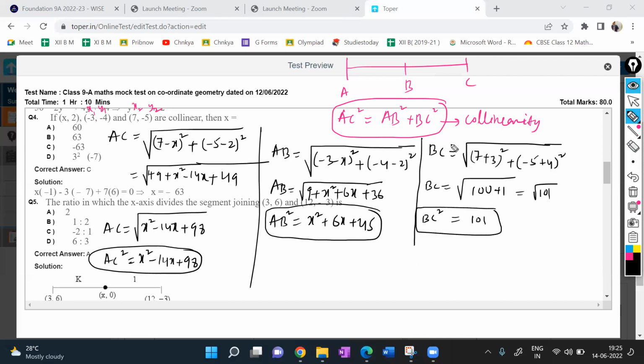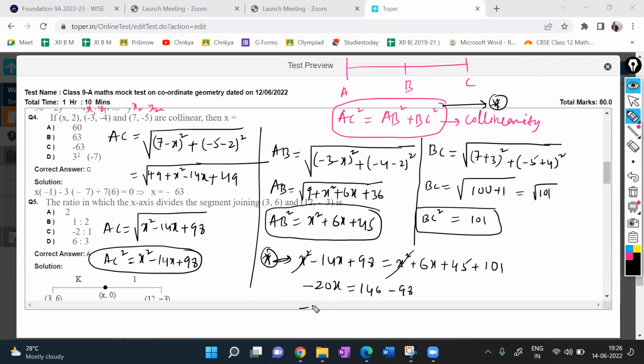Now look at this here. This was my star equation, right? Let us take this as the star equation. From the star equation, AC square is x square minus 14x plus 98, equal to AB square, x square plus 6x plus 45, plus BC square, which is 101. Here x square gets cancelled on both sides. So minus 14x minus 6x, how much, beta? Minus 20x. And 45 plus 101 is 146. 146 minus 98, how much do you get here? So 48. Am I correct? Yes, 48.